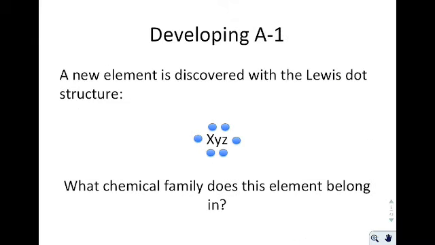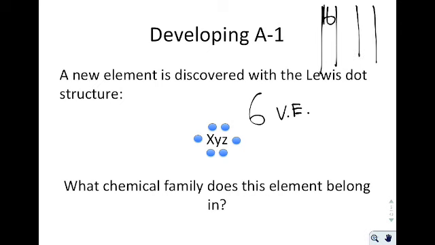So it says a new element is discovered with the Lewis dot structure of this. What chemical family does it belong to? So if you look, I have 6 total valence electrons. If I have 6 valence electrons, that's going to put me in group 16 of the periodic table, which is on the far right. It's almost close to the noble gases and the halogens.